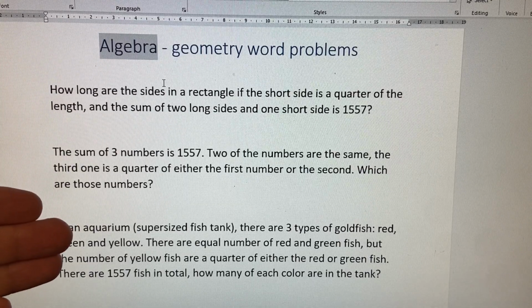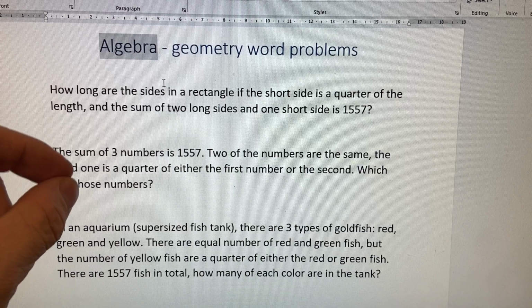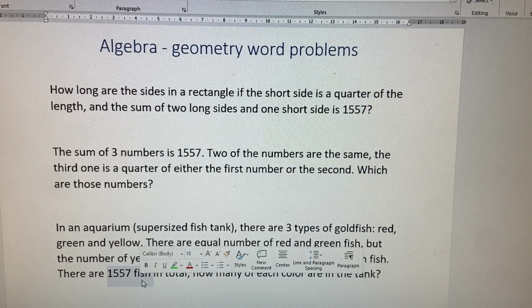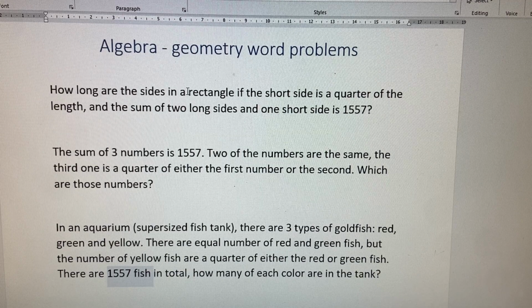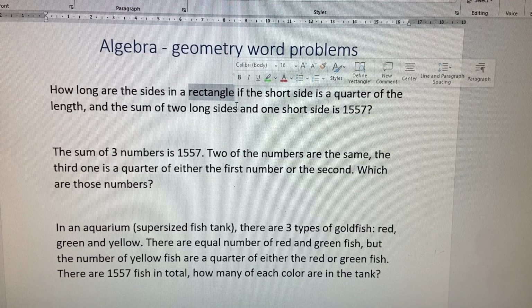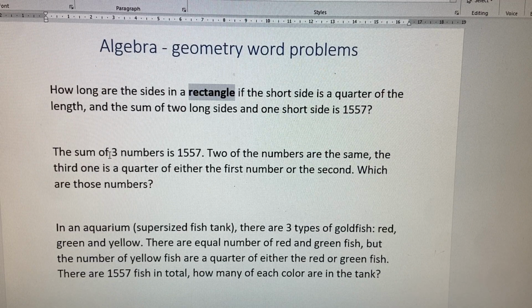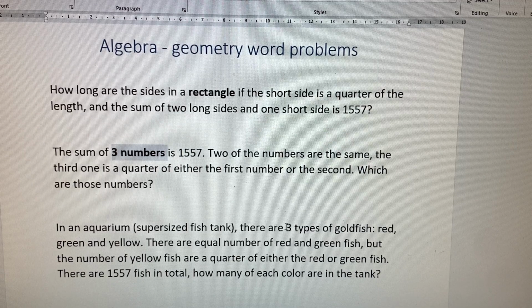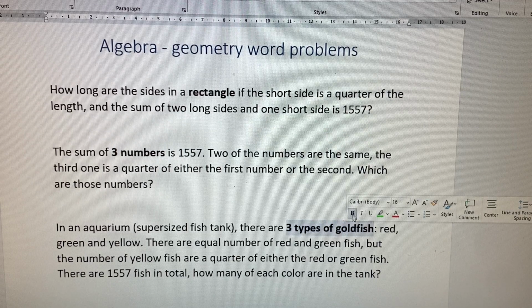These three word problems here are actually one and the same problem. For starters, you can see that the number 1557 is featured in all three of them. And if we read it, which we will do, you can see that these at their core are the same things, just dressed up and sugar-coated differently. So the first one on paper seems to be about a rectangle. The second one is about three numbers. And the third one looks like it's about three types of goldfish.